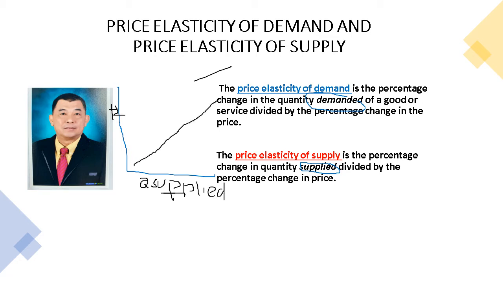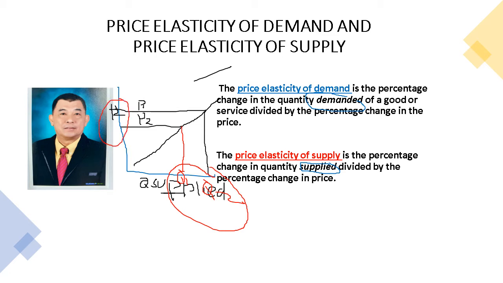Okay. So you have P1 and you have P2. And quantity supplied, you have Q2 and you have Q1. So we are talking of the percentage change in the quantity supplied and the percentage change in the price, P1 and P2. There you go.